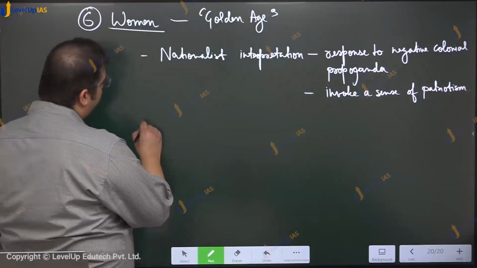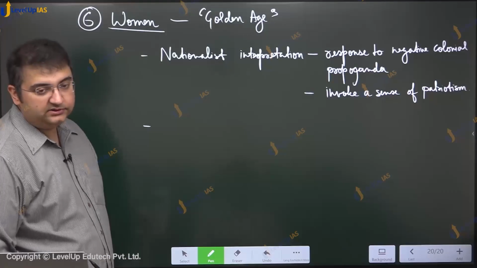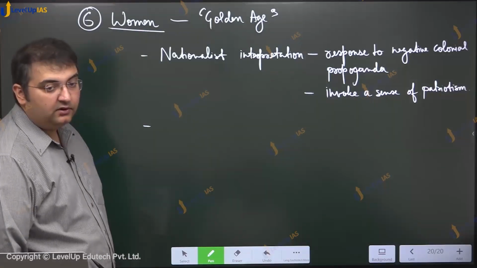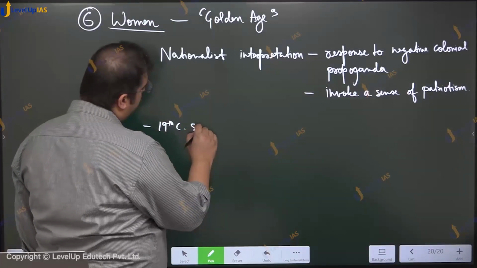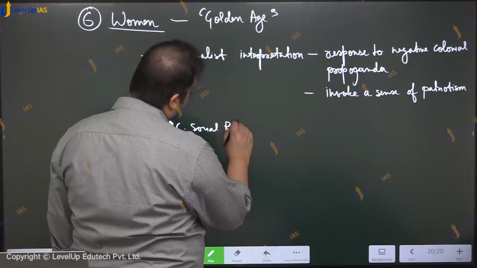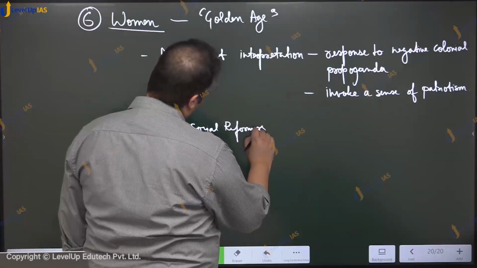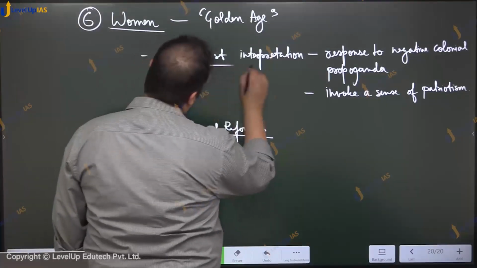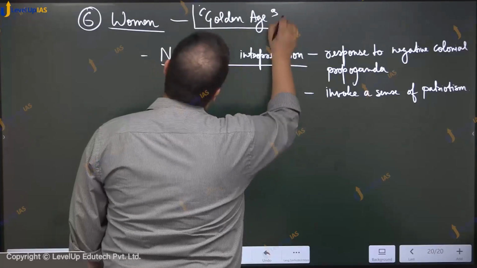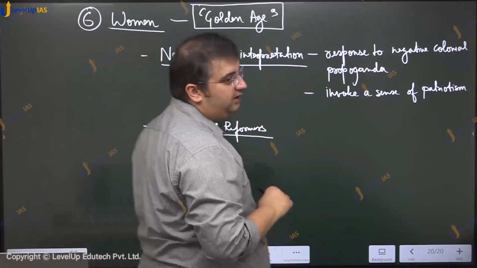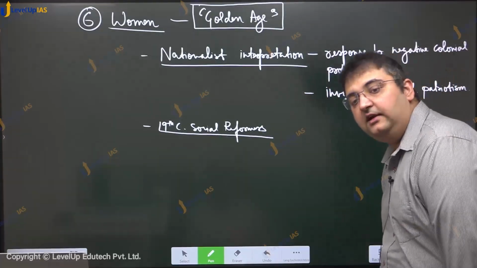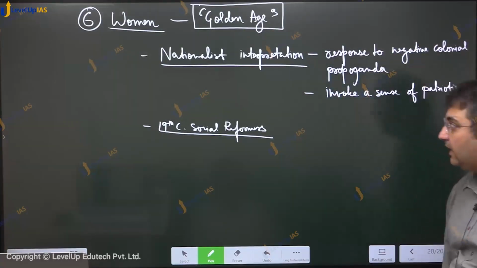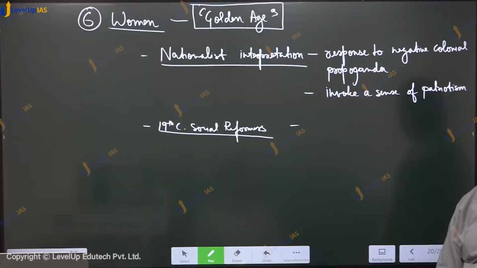The nationalist historians were also supported by another group of intellectuals who were quite prominent in the 19th century: the 19th century social reformers. They also claimed that the early Vedic age was a golden age for women. What was their main objective? To carry out significant social reforms. And many of these social reforms were meant to emancipate women, right?